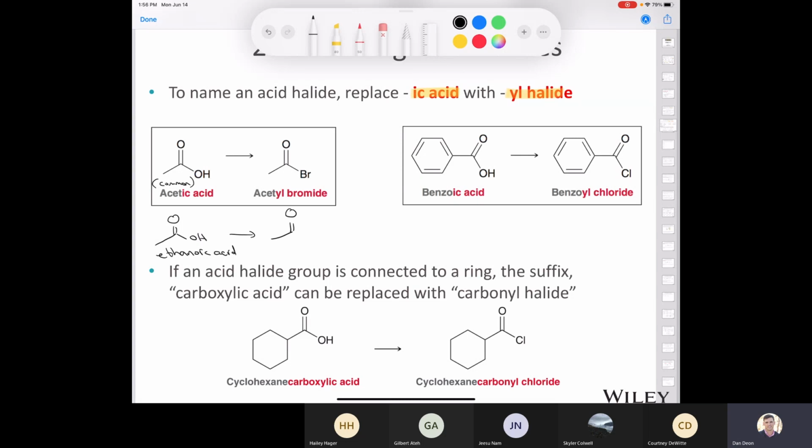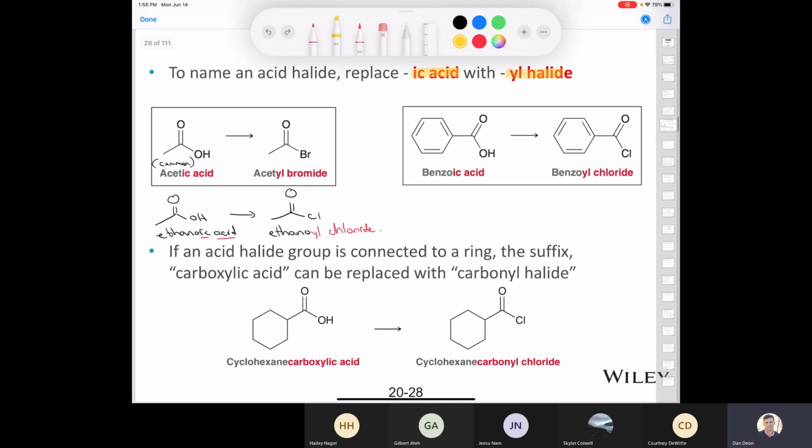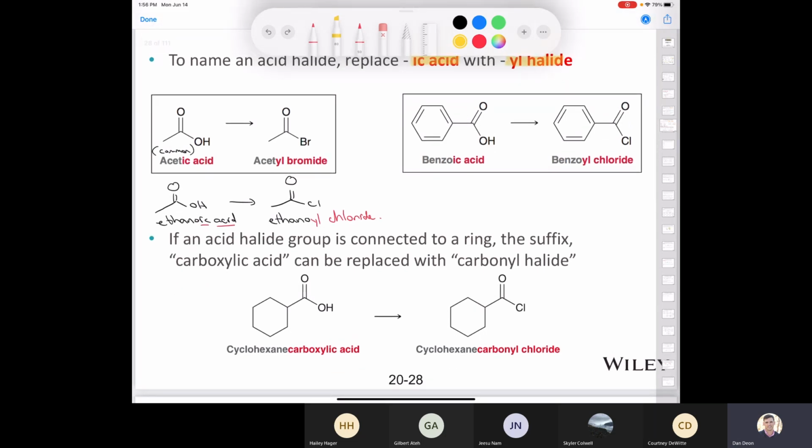Let's say we had this. We would call that ethanoyl chloride, right? We replace the ic acid with yl chloride. So it becomes ethanoyl chloride, okay? So there you go. That's with a systematic name, not a common name. Benzoic acid, again, we just replace the ic acid with yl chloride and it becomes benzoyl chloride, is how you pronounce that. What about the ones that have the alkane and then carboxylic acid?